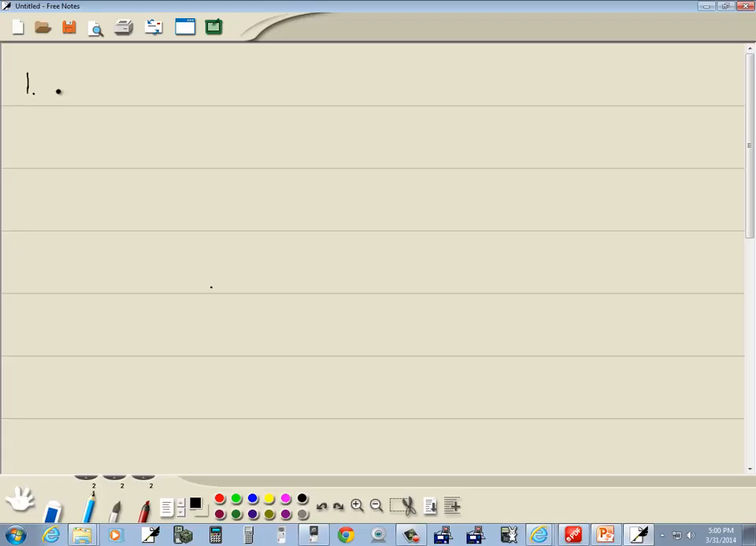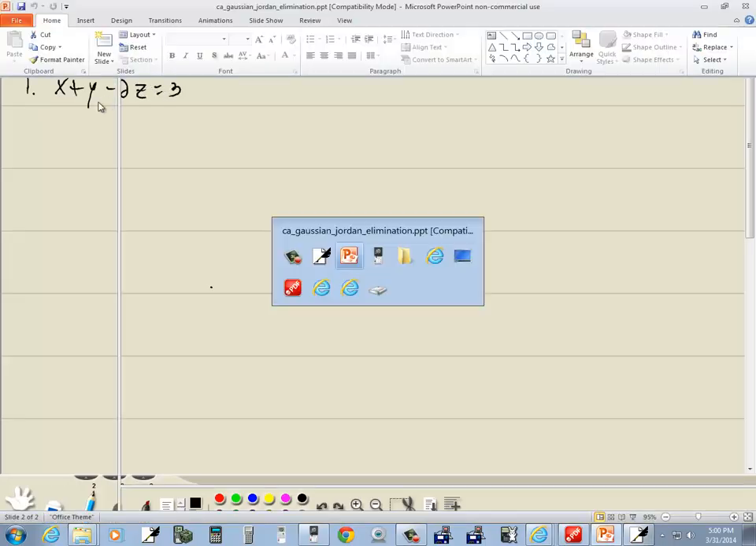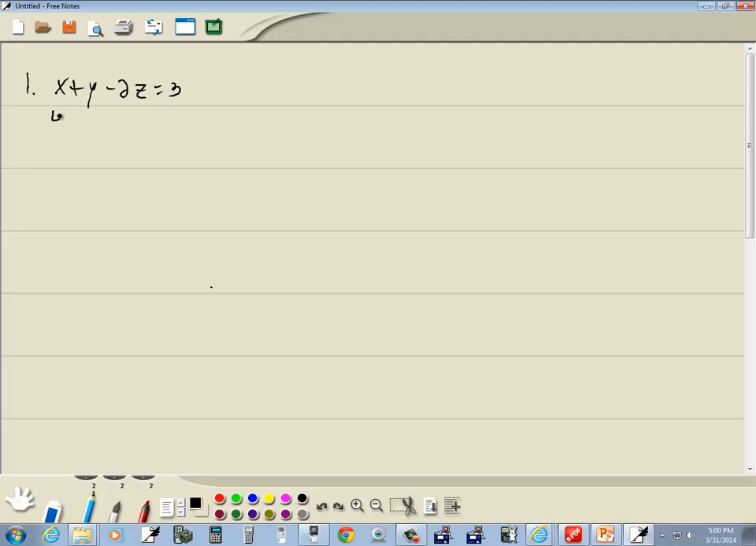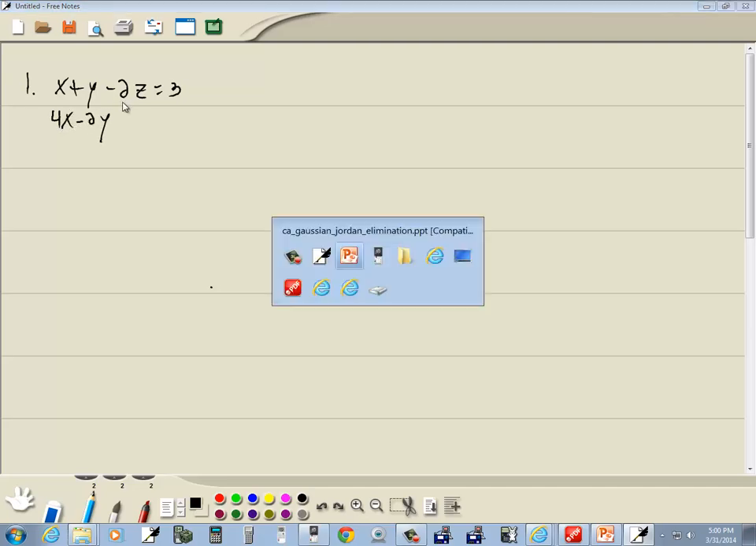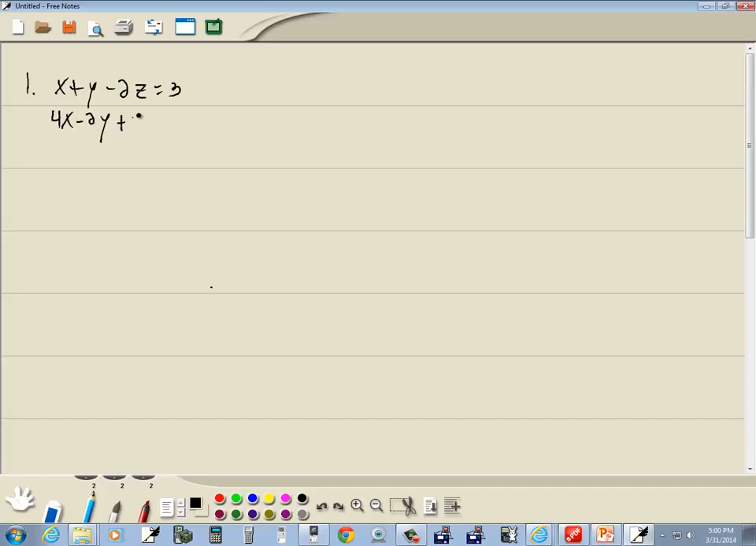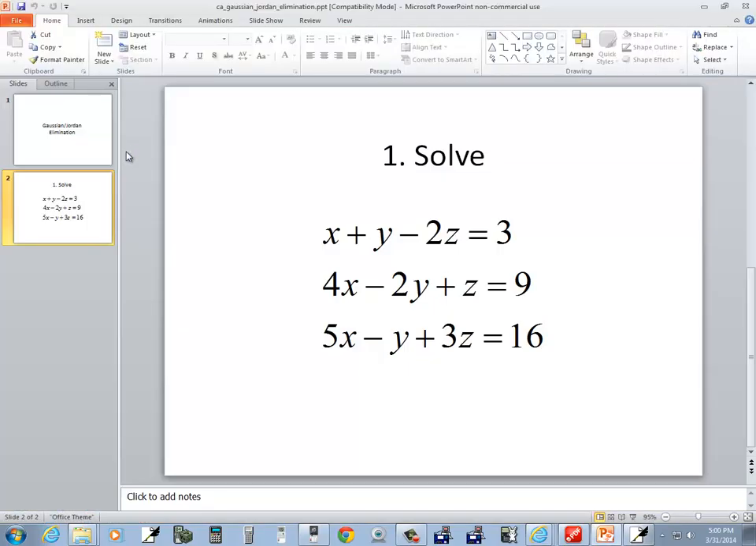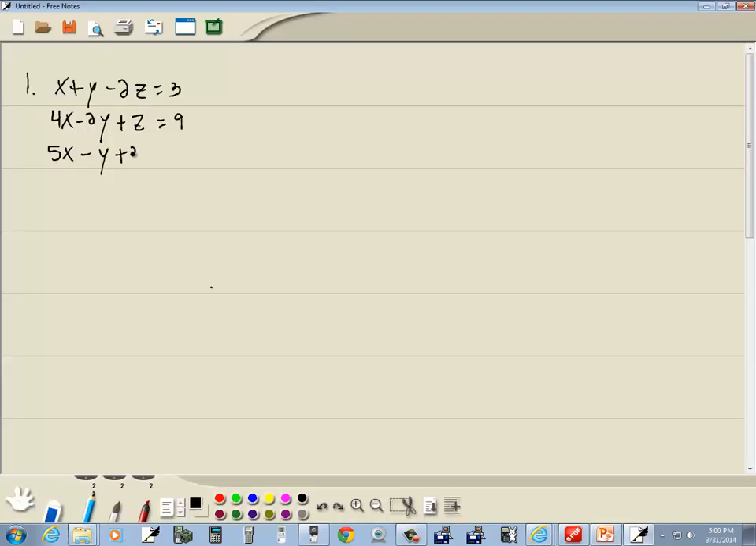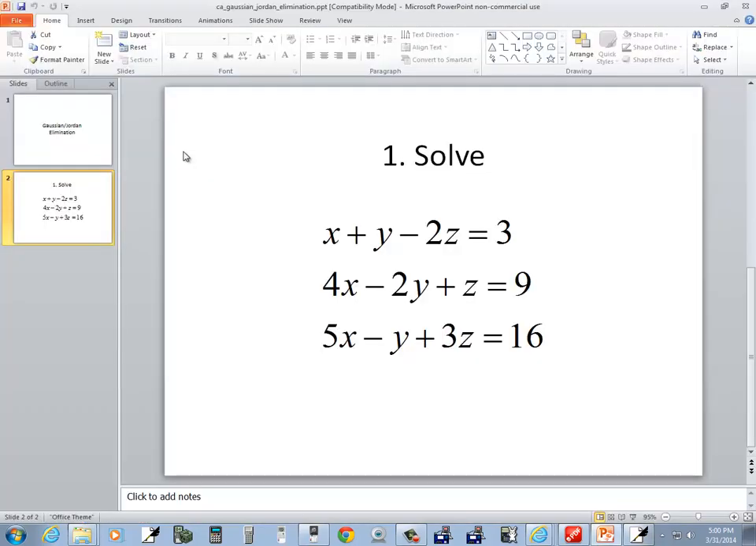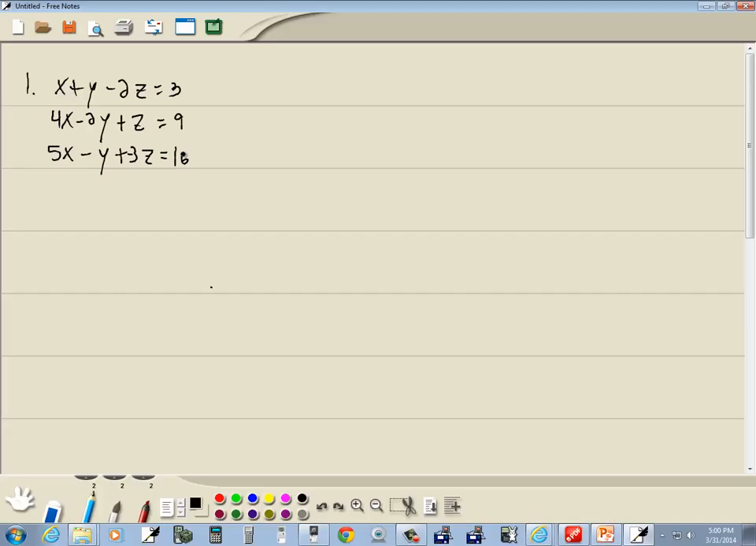We've got x plus y minus 2z is equal to 3, and 4x minus 2y plus z is equal to 9, and 5x minus y plus 3z is equal to 16. And double check all my signs.